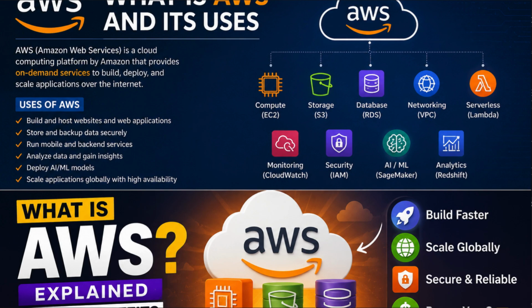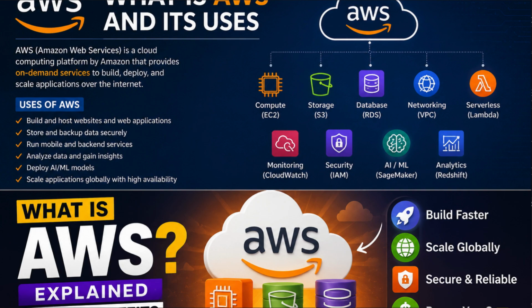First of all, what is AWS? Amazon Web Services is a cloud computing platform that helps people and companies build websites, apps, games, databases, and online services without buying expensive physical servers.